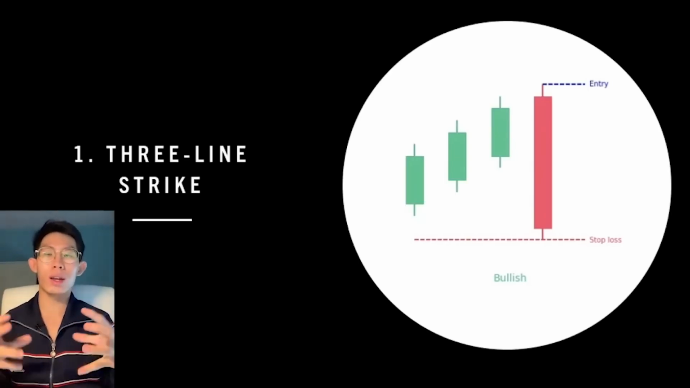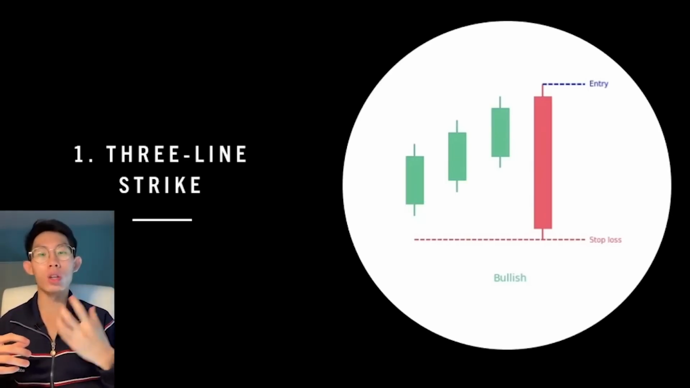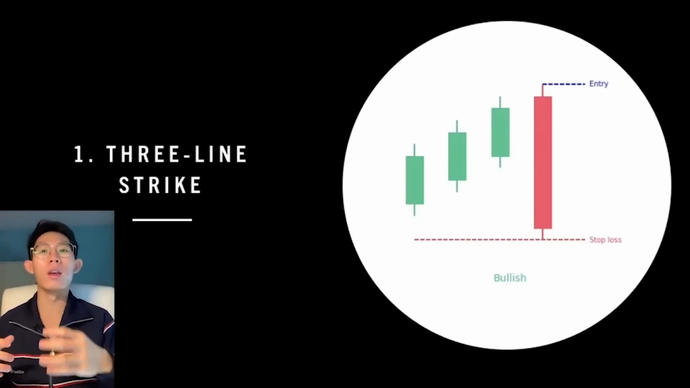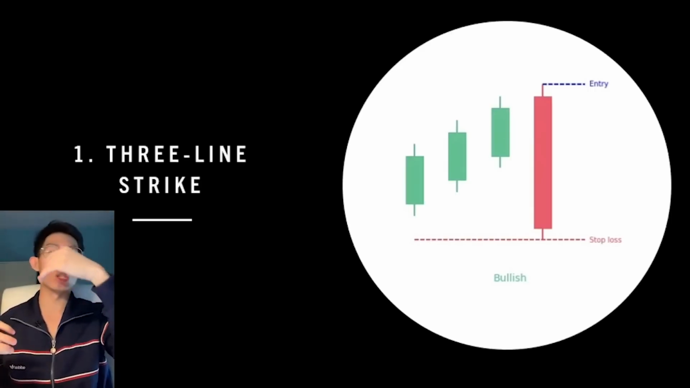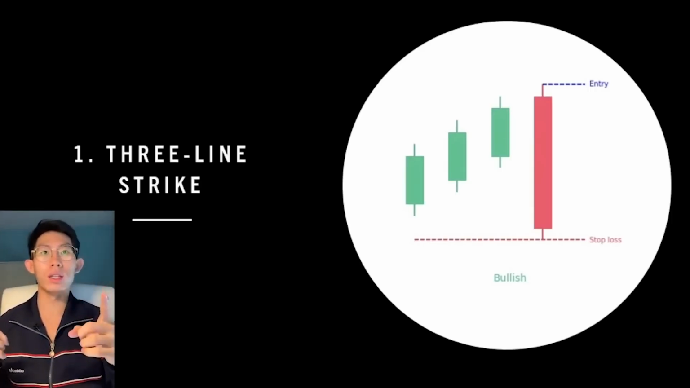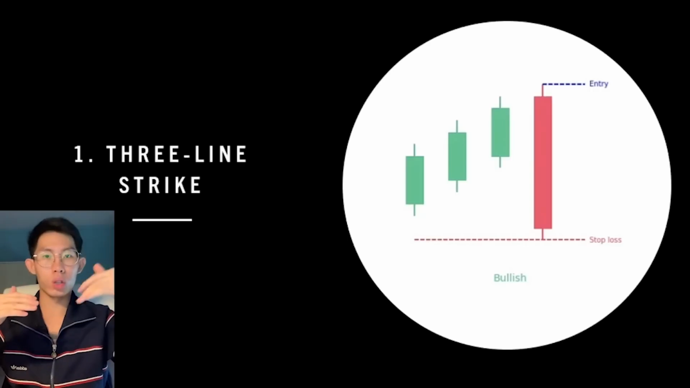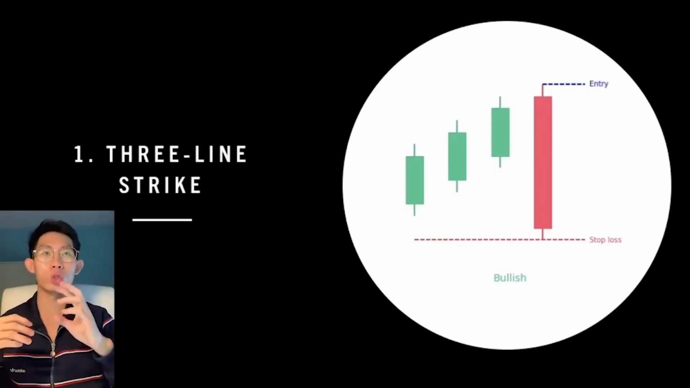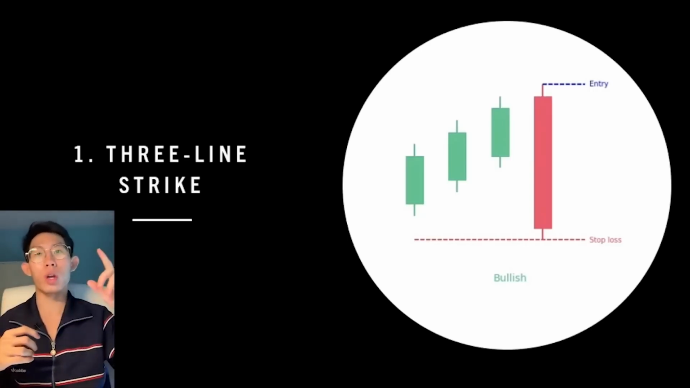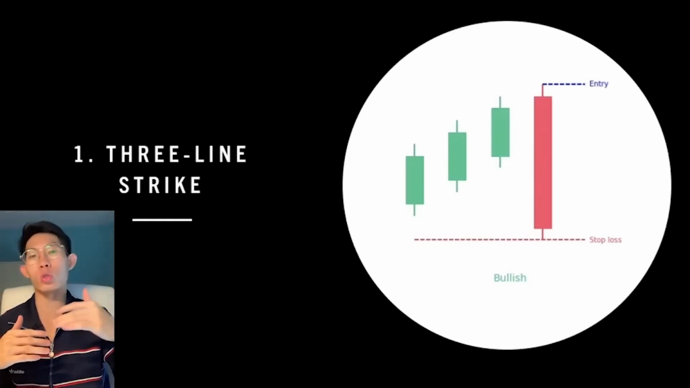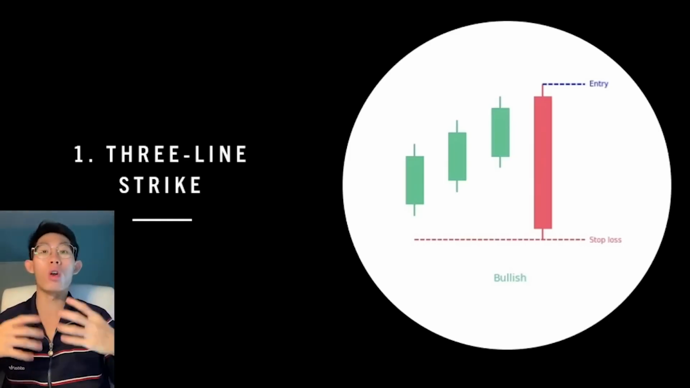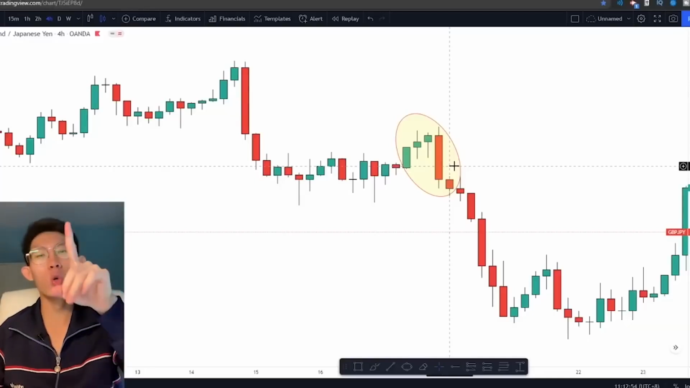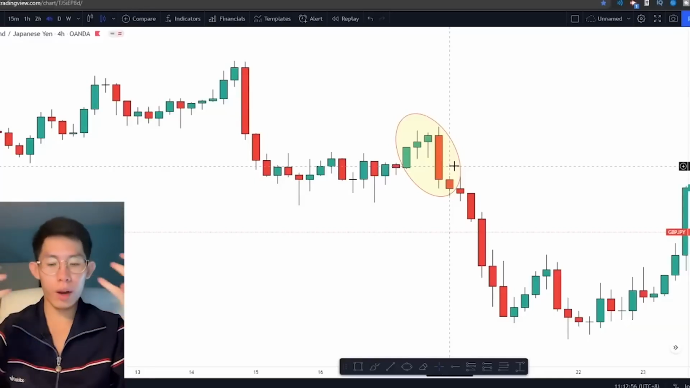So the 3-line strike candlestick pattern is basically a continuation candlestick pattern. This means that when you see this candlestick pattern, the trend is going to continue. If you see this in a downtrend, it's going to continue going down. And if you see your 3-line strike pattern in an uptrend, it's going to continue to go up. So you should enter for the continuation of the overall trend, right? So the first thing we need to do is look at the overall trend first, right?